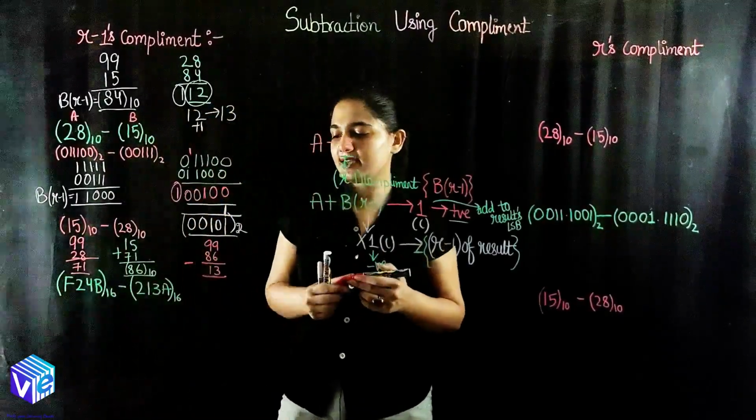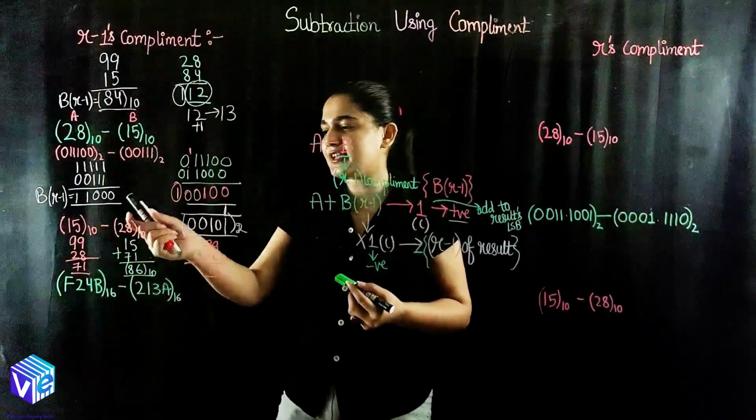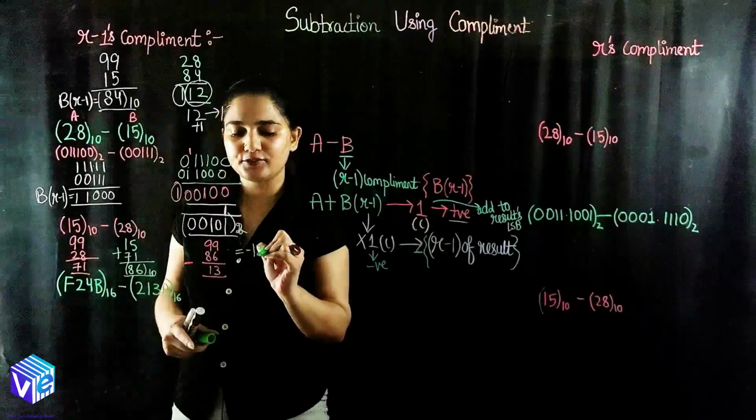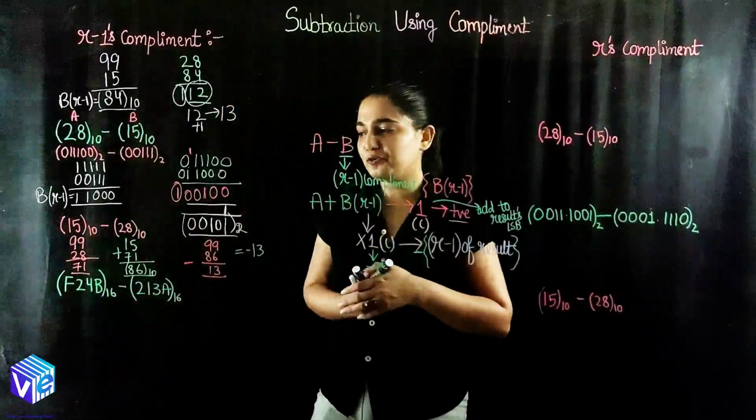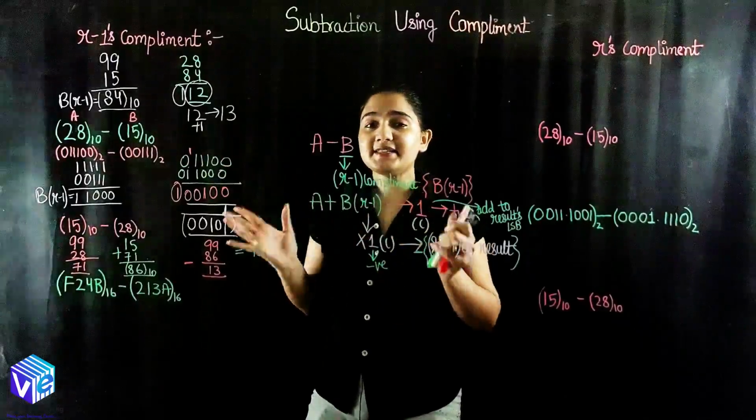So my answer is minus 13. Okay, so I know also 15 minus 28 will be giving me minus 13 only. So this is how I can compute using the r minus 1 complement of any subtraction.